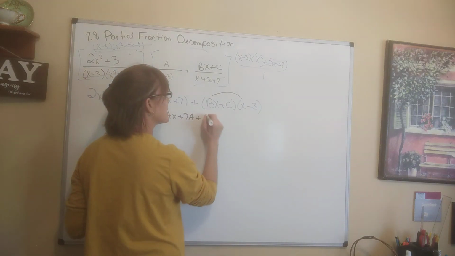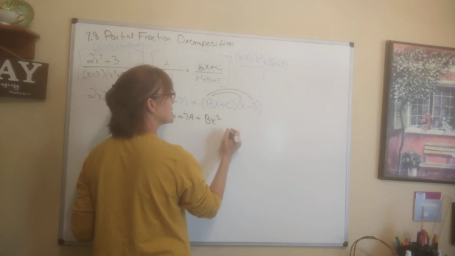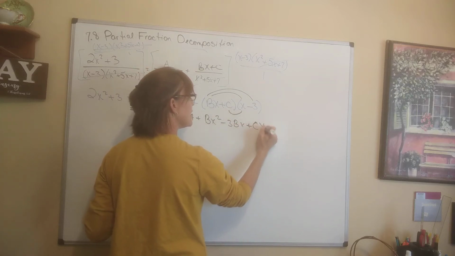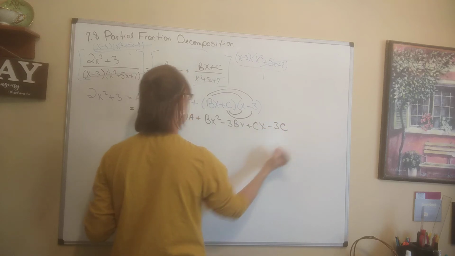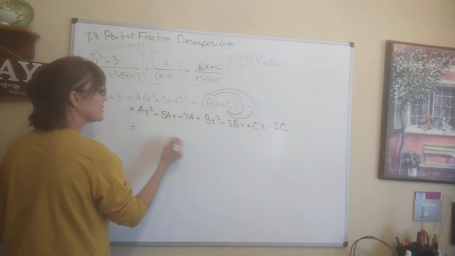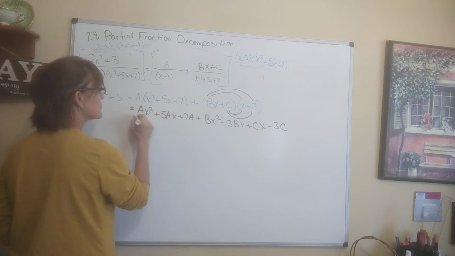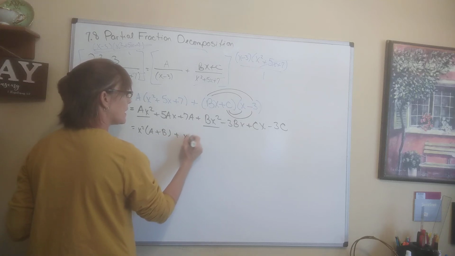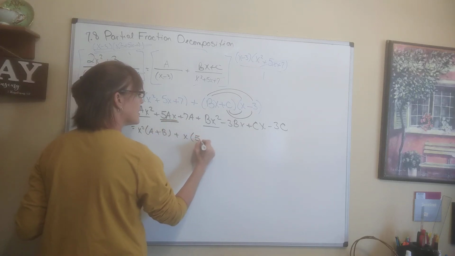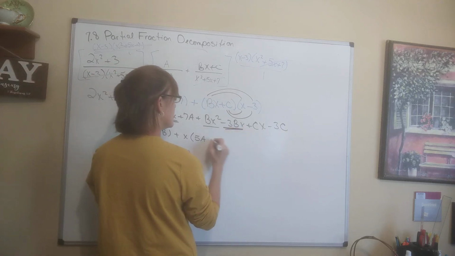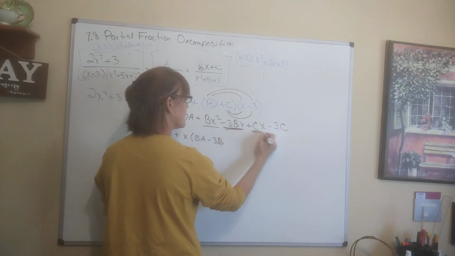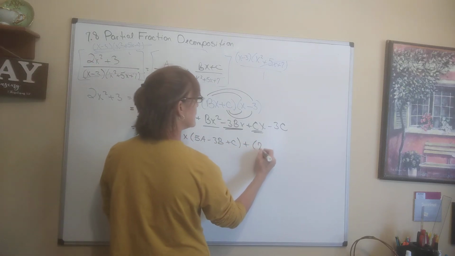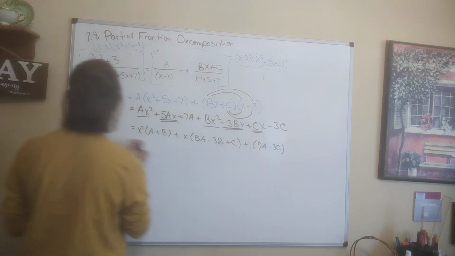Bx times x is bx squared. Bx times negative 3 is minus 3bx. C times x is cx. C times negative 3 is negative 3c. So now, let's get our like terms together. X squared, what goes with him? A plus b. X, what goes with the x? 5a minus 3b plus c. What is my constant term? 7a minus 3c. All right.